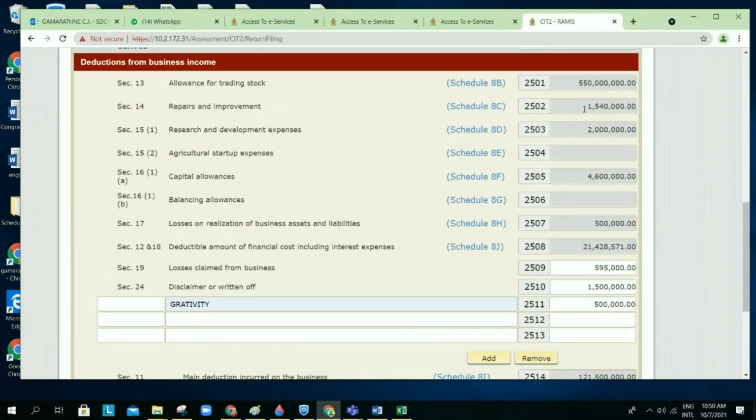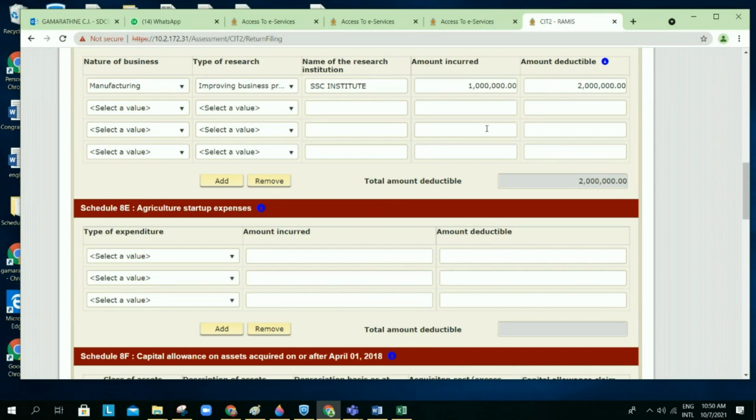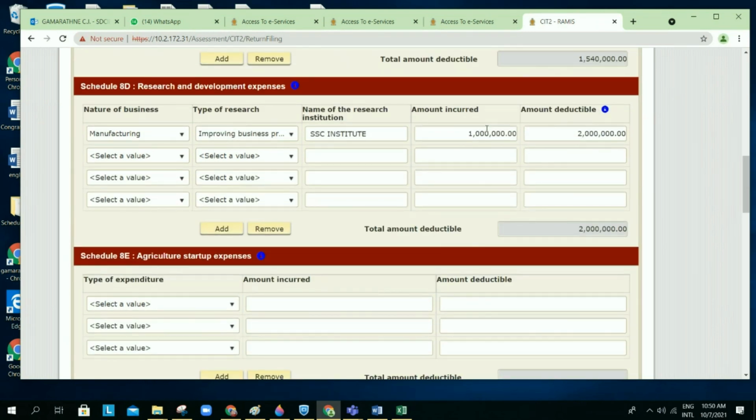right? Then under this schedule 8C, you can see 1,540,000 already reflected here. Next one is related to research and development, 8D. We focus on this.